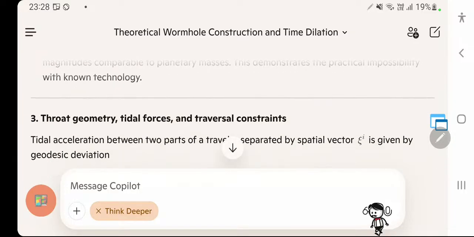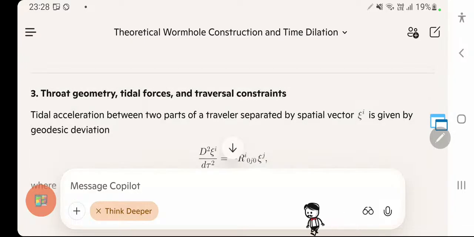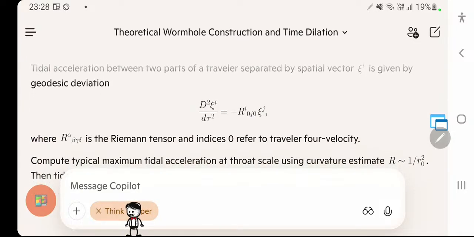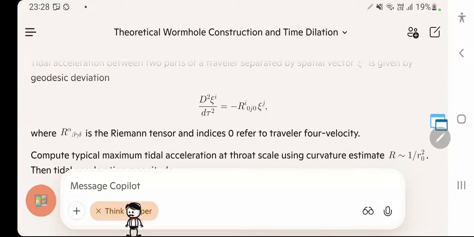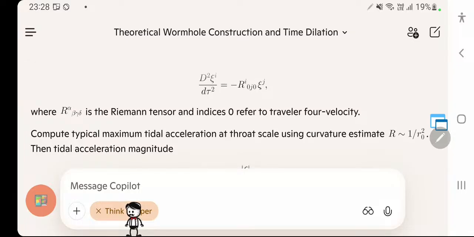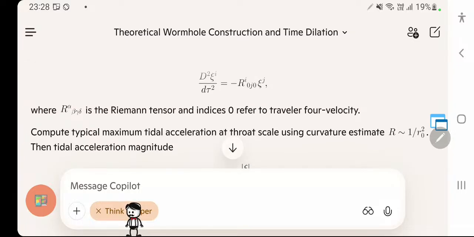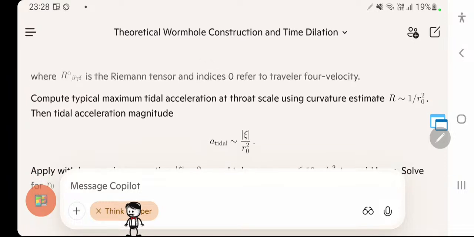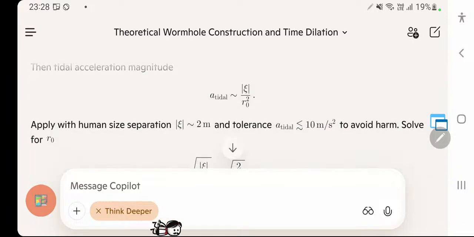Okay. Throat geometry, tidal force and traversal constraint. Tidal acceleration between two parts of the traveler separated by a spatial vector is given by geodesic deviation, where R is the Riemann tensor and zero indicates the traveler's frame at rest. Compute the typical maximum tidal acceleration at throat scale using the curvature estimate, then the tidal acceleration magnitude. Apply the human size separation and tolerance to avoid harm.